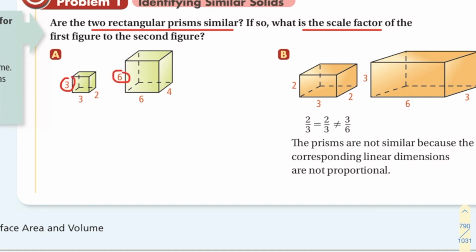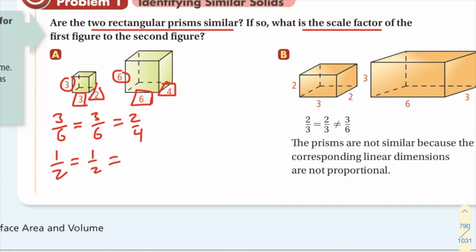All we're going to do is compare the corresponding sides. So as you can see as I'm writing, we got 3 over 6, and then we go to the next set, 3 over 6, and the next set, 2 over 4. And if we simplify those fractions, you will see that they are all the same. Therefore, we have similar solids. Okay?